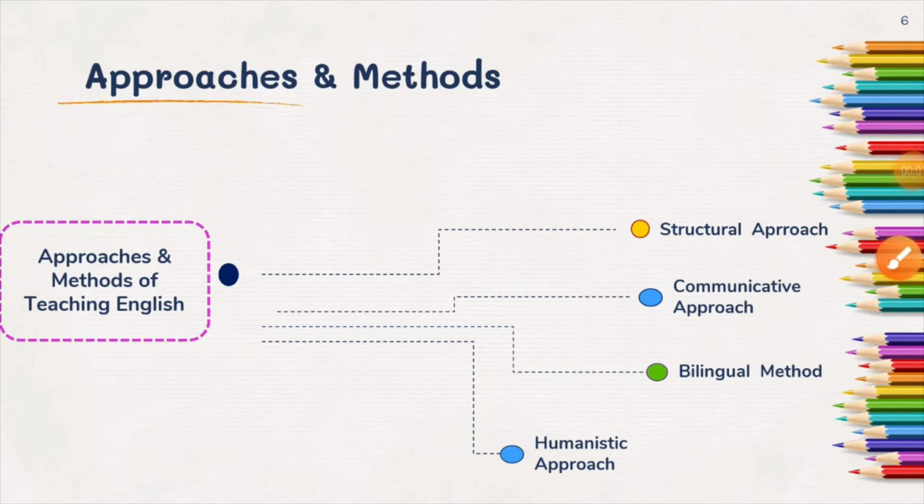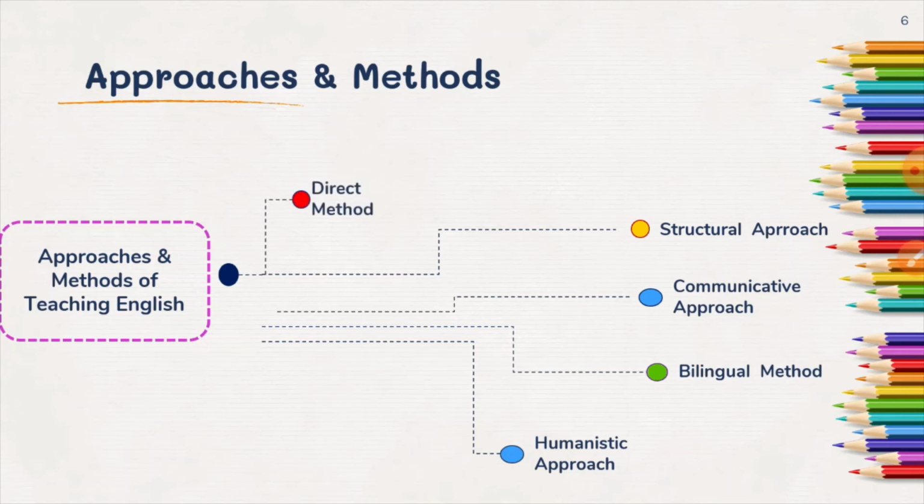The bilingual method of teaching English is based on the idea that, in learning the target language, a teacher takes the help of the learning of the mother tongue. So taking the help of L1 in the learning of L2 is called the bilingual method, where L1 is the mother tongue and L2 is the target language, okay, that is your English.